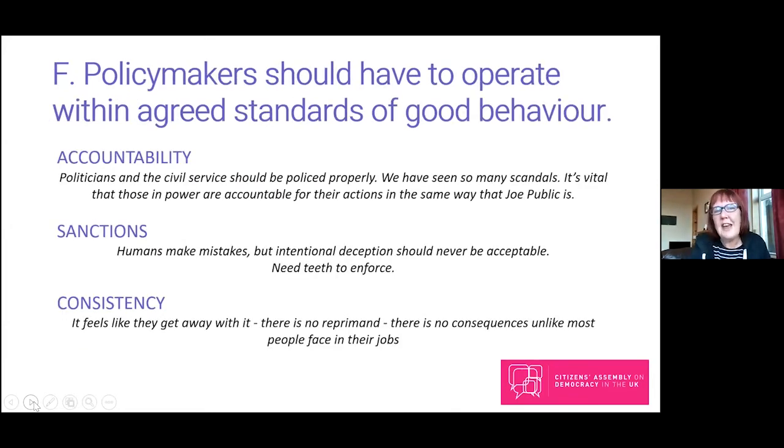There was another one that was focused on, again, very much about operating within agreed standards of good behaviour. It links back to some of these things about trust and honesty. But again, that theme of accountability, that there needs to be a way of holding those in power to account for what they're delivering for us. The idea that there should be sanctions if people are stepping outside of accepted, agreed standards of good behavior. And also that level of consistency, between how politicians act and how other people are expected to act if they're in public roles as well.